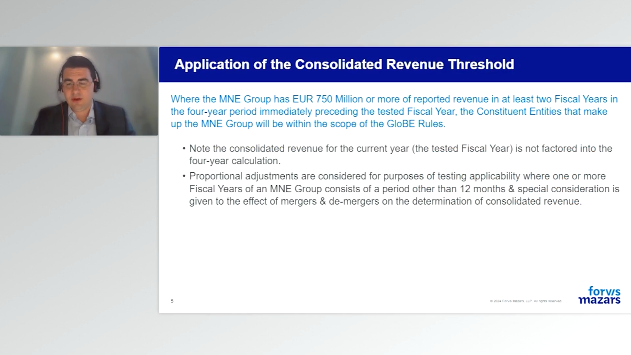In prior sessions, last week we discussed what puts you in Pillar 2. What makes you an in-scope taxpayer is basically where you have an MNE group that has euro 750 million in at least 2 fiscal years in the 4-year period immediately preceding the current tested fiscal year. That by definition will put you in Pillar 2. Now, the question inevitably becomes, how do you characterize what is a multinational enterprise group, your MNE group? And that we discussed in the last session, on how you quantify that.